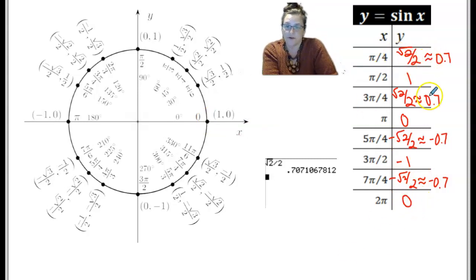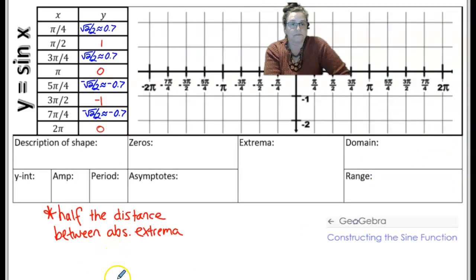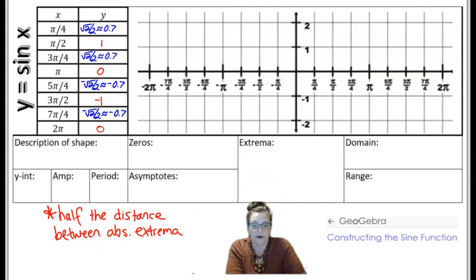So go ahead on your notes and graph those ordered pairs. So if we put a point here on the graph at pi over 4 in the x direction, and square root of 2 over 2 is 0.7, so it's going to be a little bit above half, and that'll be our point, pi over 4, root 2 over 2. Then at pi over 2, we're going all the way up to 1.